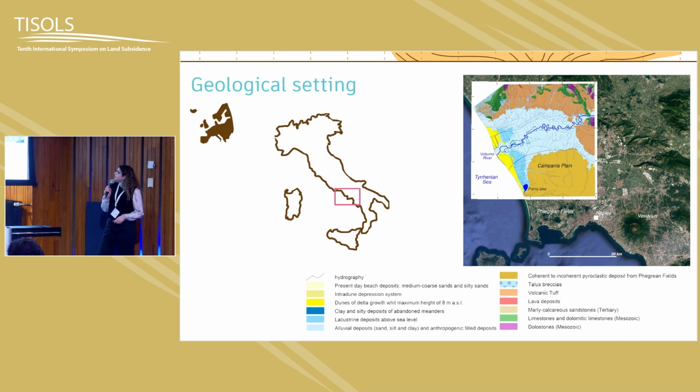The plain is located in the south of Italy, near Naples, and it's the plain of the Volturno River. It's the largest plain in the south of Italy, and it has always been conditioned by the volcanic activity near the plain. Just in recent years, subsidence has been studied in this area.